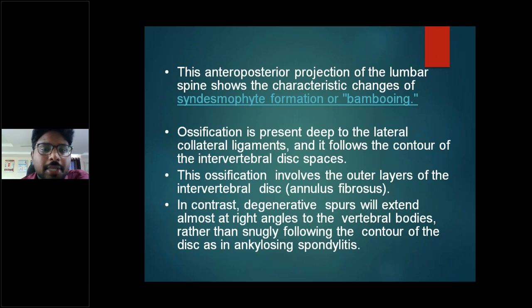So the same thing is given. Characteristic feature is syndesmophyte formation or bamboo spine. So ossification is present deep to the lateral collateral ligaments, and it follows the contour of the intervertebral disc spaces. The annulus fibrosus will be there in between the two vertebrae, that will be ossified, and there can be degenerative spurs also. So you have to remember basically syndesmophytes, squaring of the vertebrae and bamboo spine.